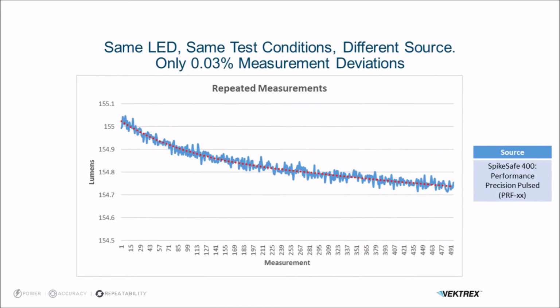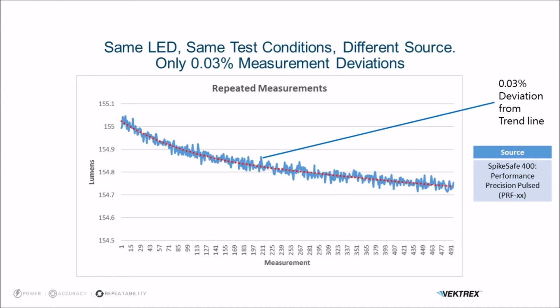Taking the same LED and measuring it with the SpikeSafe 400 current source that has precision timing, it only has a 0.03% measurement deviation, and that's consistent with the deviation of the spectrometer itself. So we have no timing-based measurement deviation.